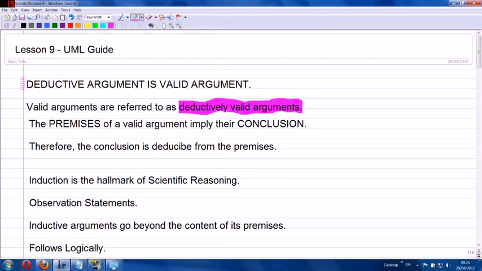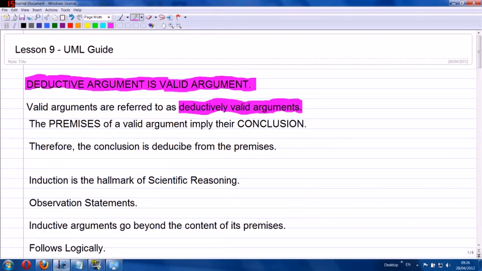However, the most important thing to start with, and I've got my highlighter out so you can tell I'm serious: a deductive argument is a valid argument. That's what you need to know. If it's argued deductively, it's valid. You can't go back and say anything about it. Make sure you know that. Valid arguments are referred to as deductively valid arguments. So the premises of a valid argument imply their conclusion. Once we know the premises, the implication is the conclusion. Therefore, the conclusion is deducible from the premises.